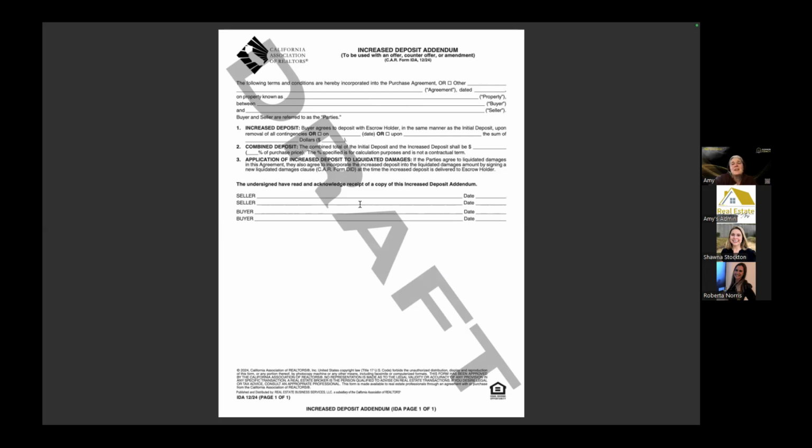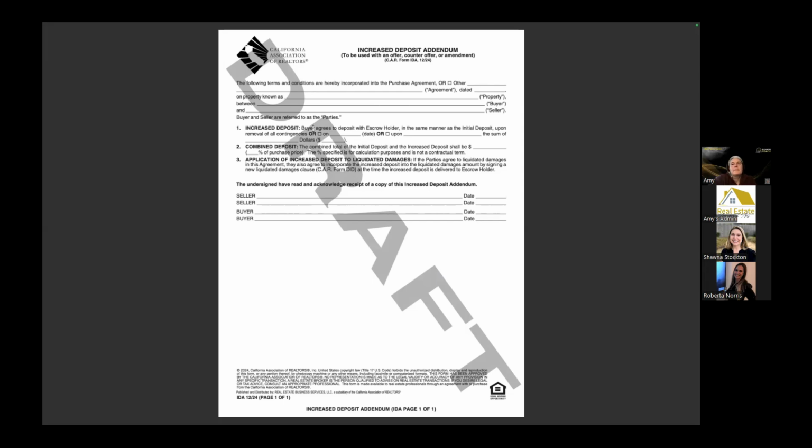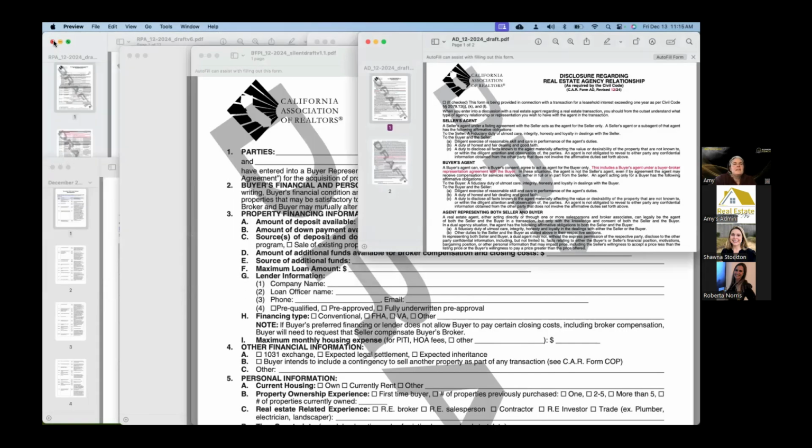Any questions on this increased deposit addendum? We don't see increased deposits very often, but there's a new form for that. All right. Everybody's so quiet today. We are moving right along.